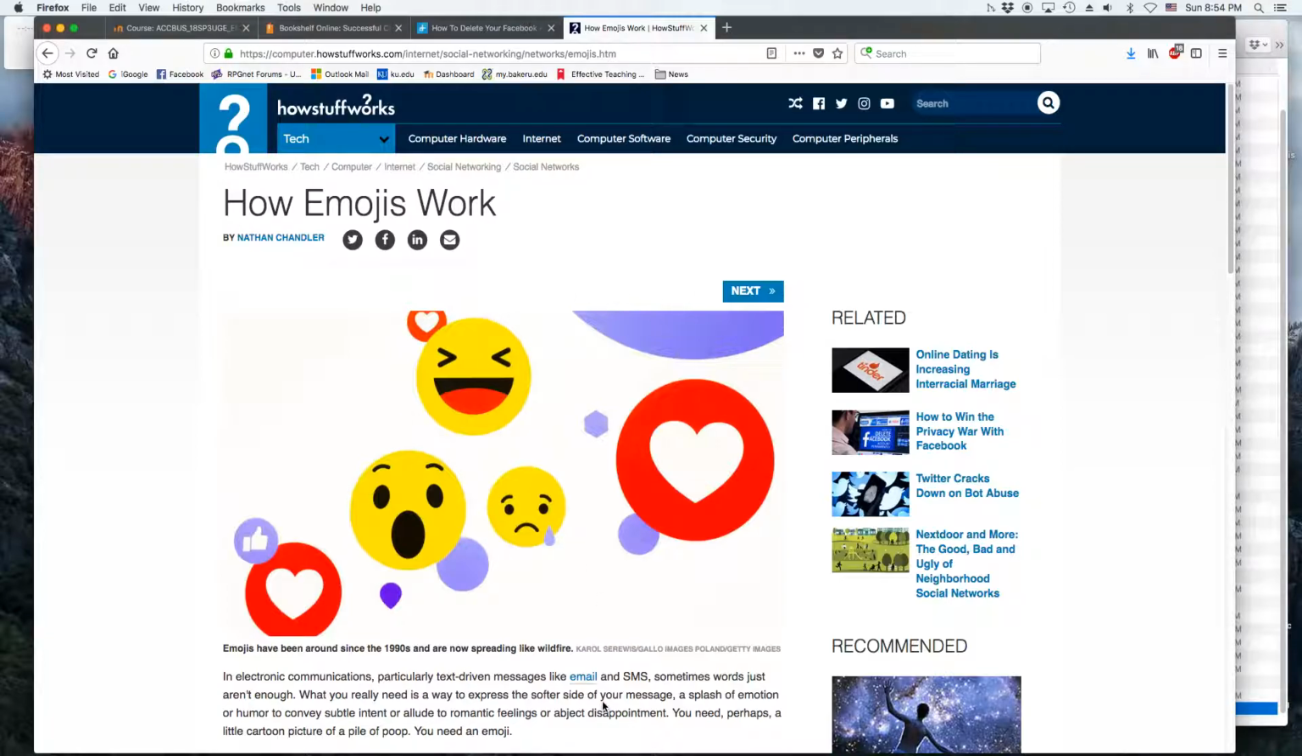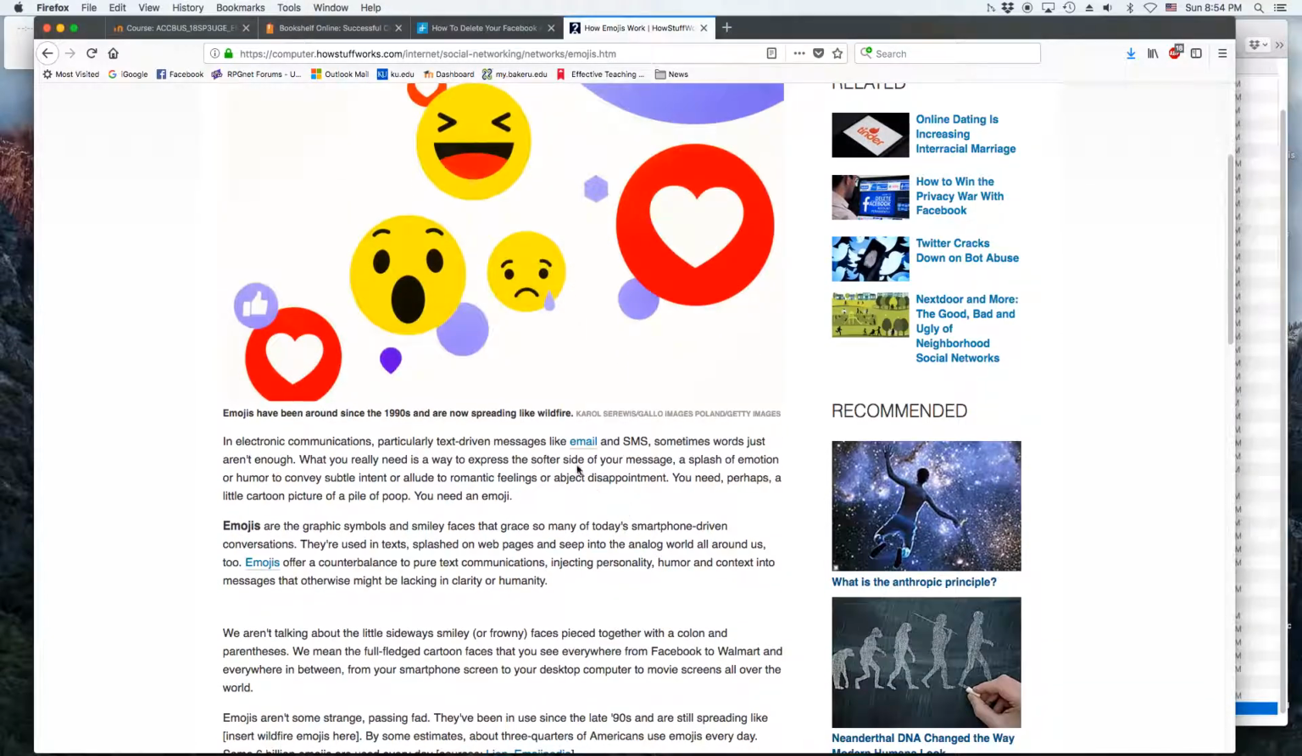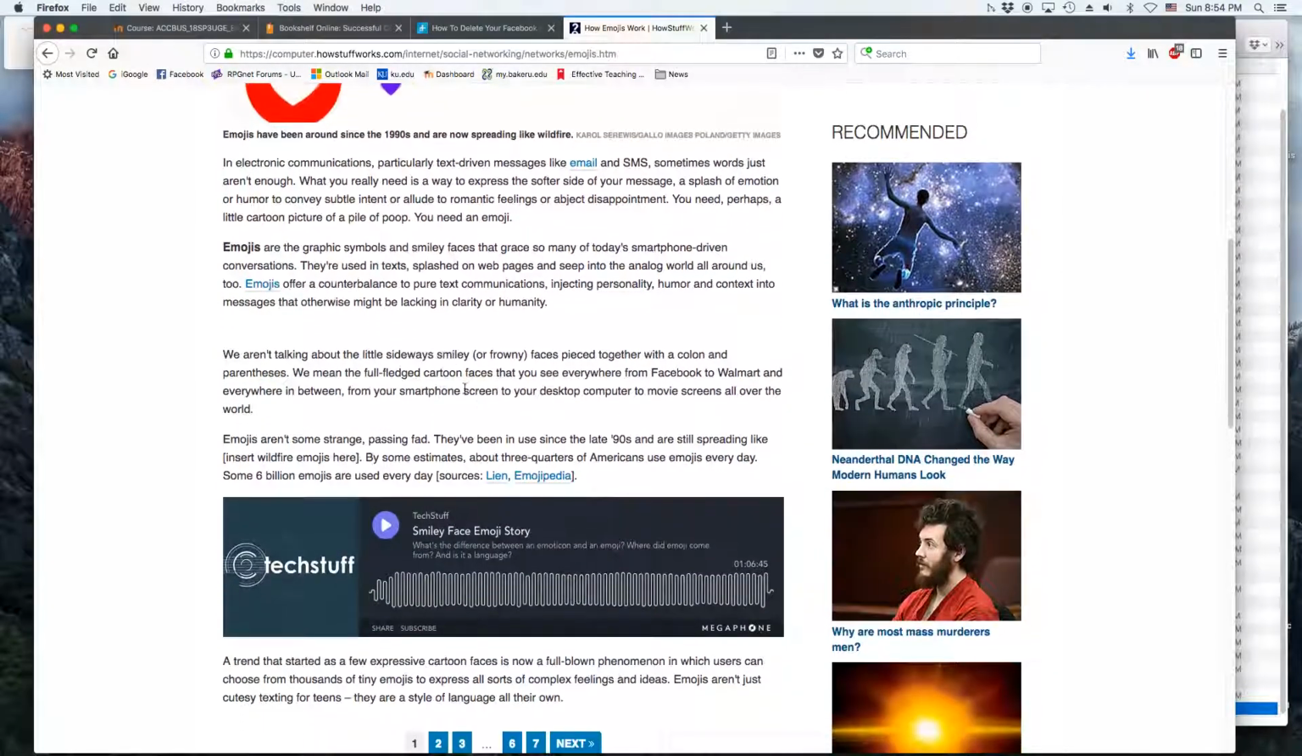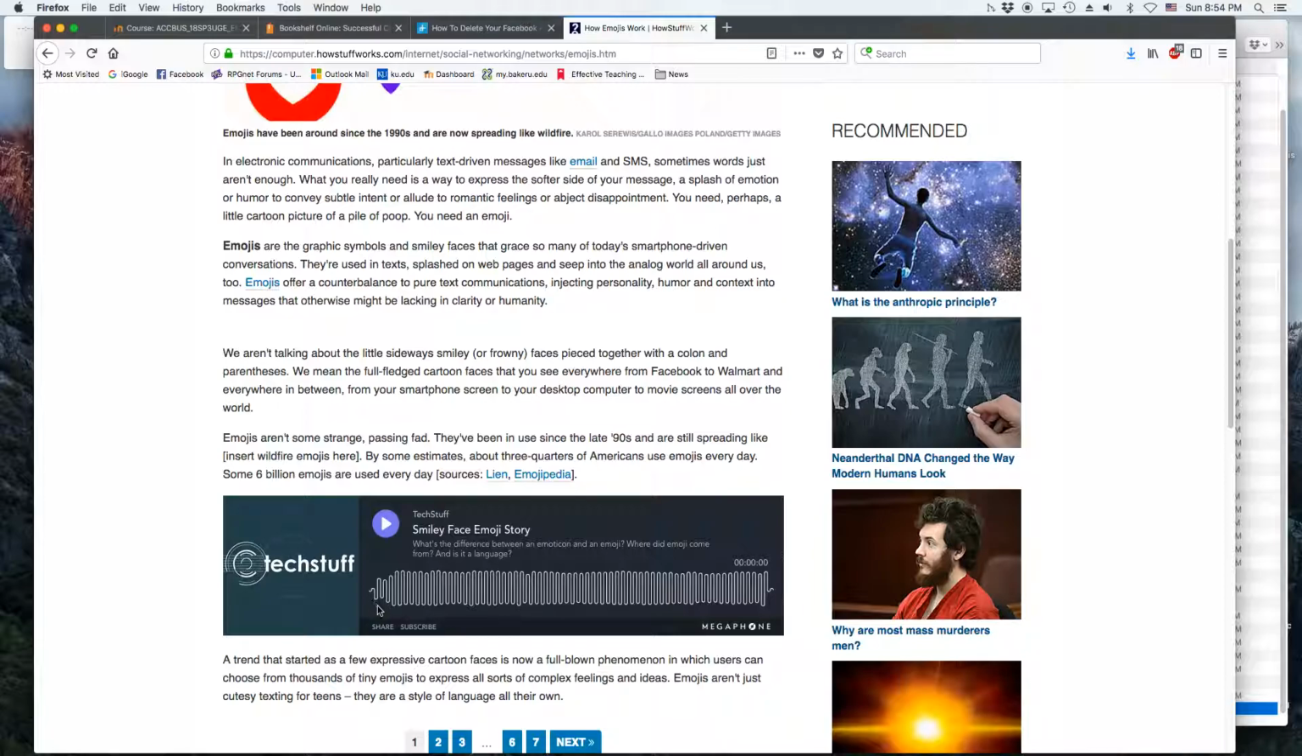Another example is how things work. And so this is a brief explanation that leads to a podcast of how emojis work. So it gives you basic background. And then if you really want, you can listen to the podcast, which will explain in more detail. And again, this is a multimodal format. You've seen this on YouTube, you've seen this on podcasts. And so think in terms of that sort of thing.